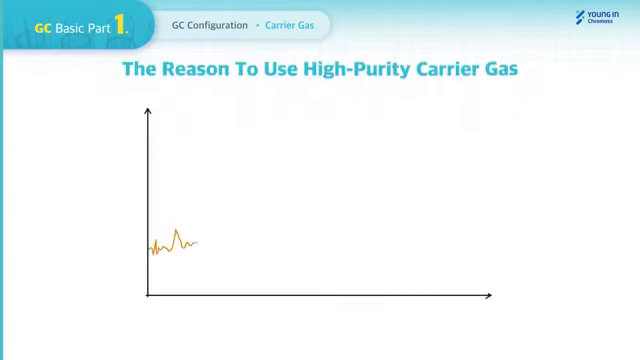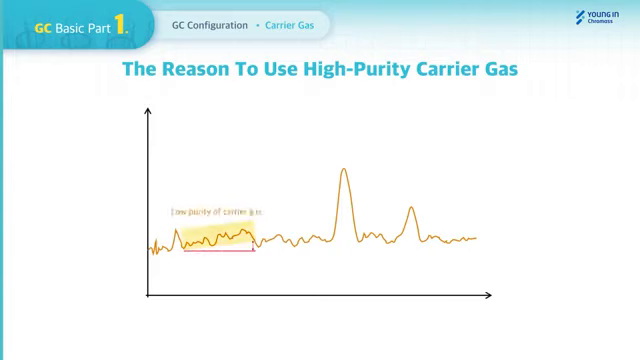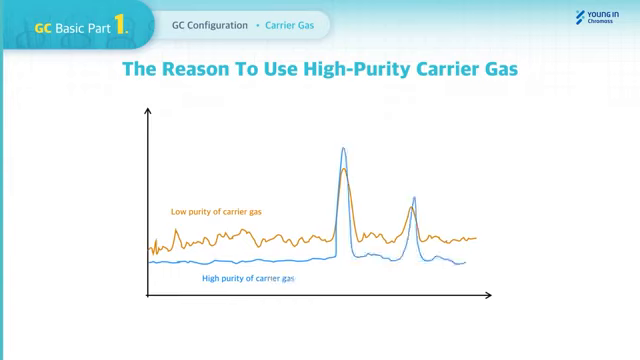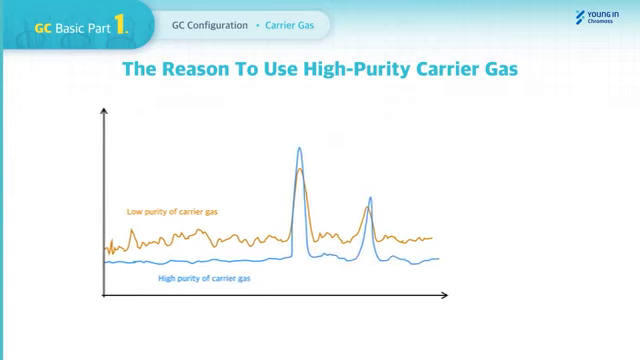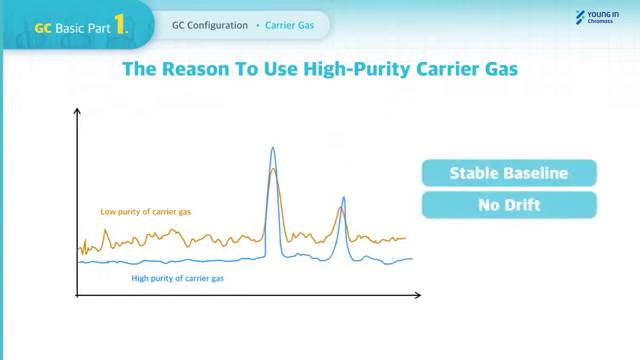Then why should we use high purity of carrier gas? If you use low purity of carrier gas, it will cause unstable baseline with drift, relatively lower sensitivity due to high noise. But when you use high purity of carrier gas, you get more stable baseline and better sensitivity through a high SN ratio, compared to the chromatogram data in low purity of carrier gas.